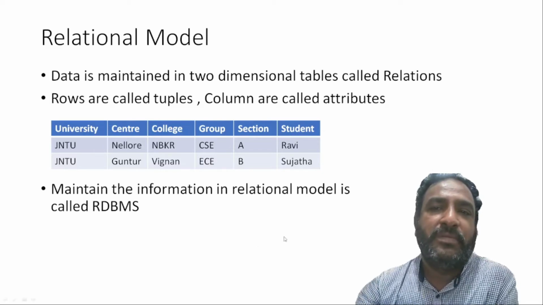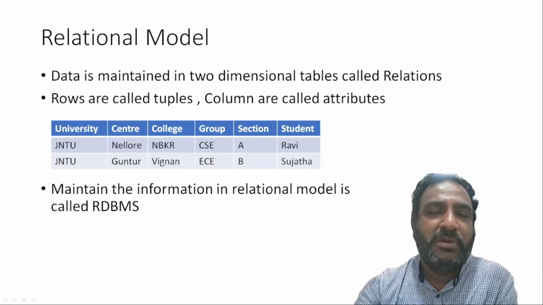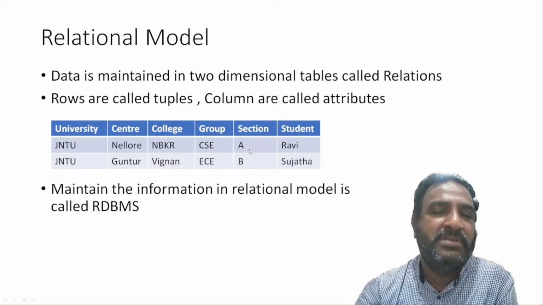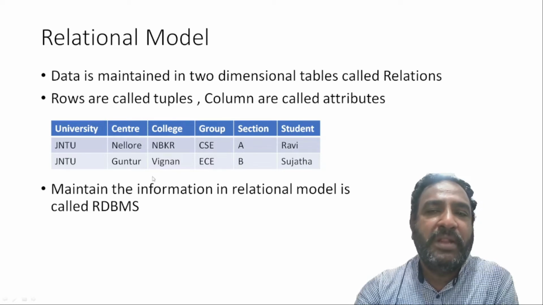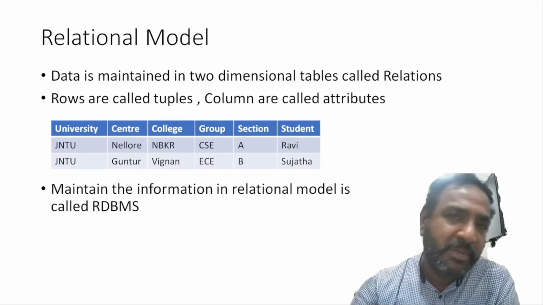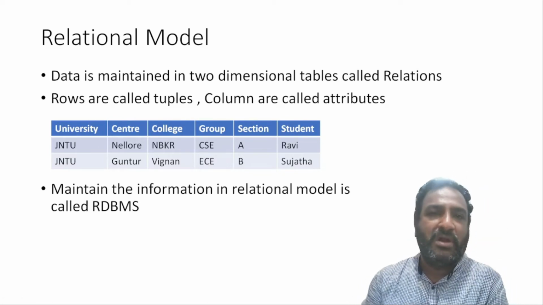So here the university, center, college, group, section, student are called column names, also called attributes, and whatever data is given. So this is JNTU, Nellore, MBK college, and the group is CSCA, section, and so on. Then the name, that is Ravi. These are called the tuples. So maintaining the information in the relational model is called RDBMS.